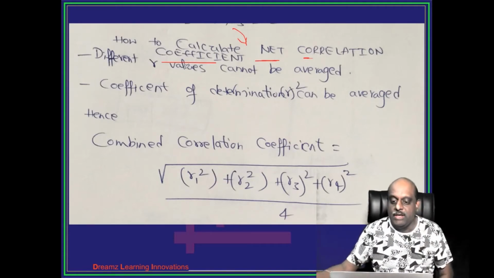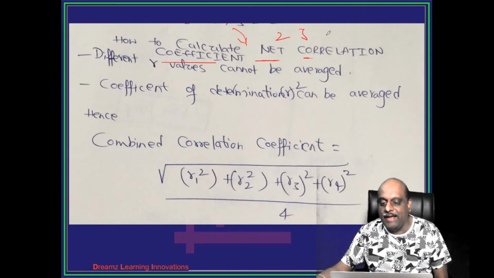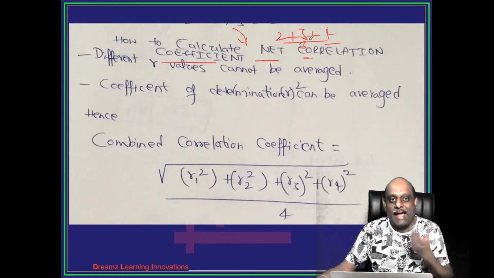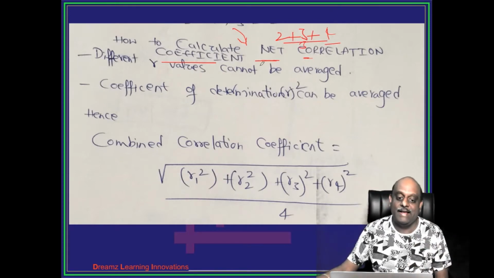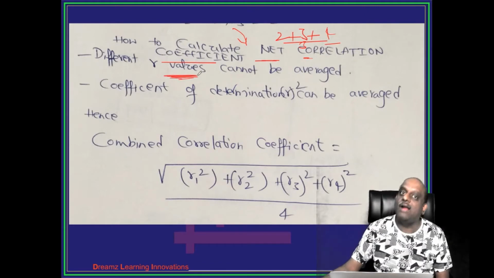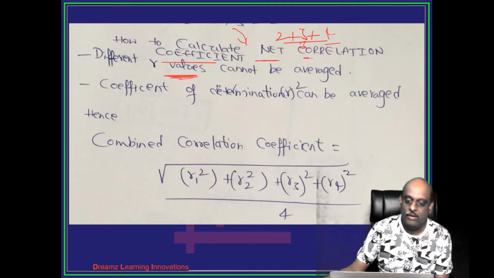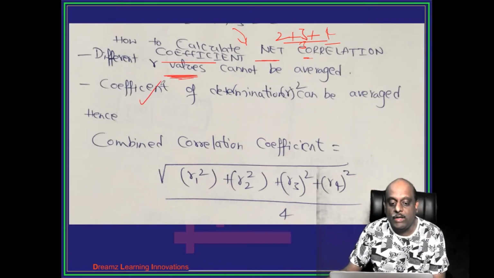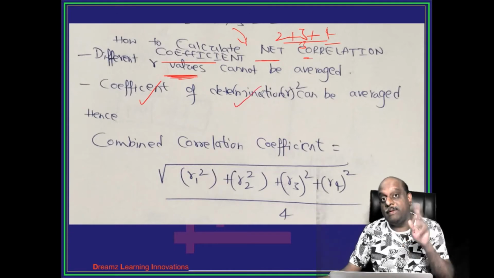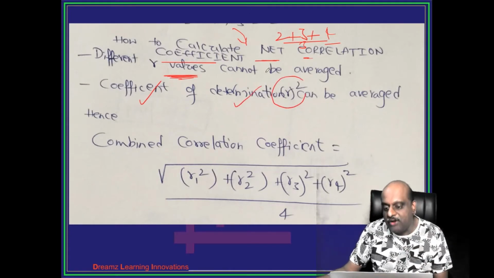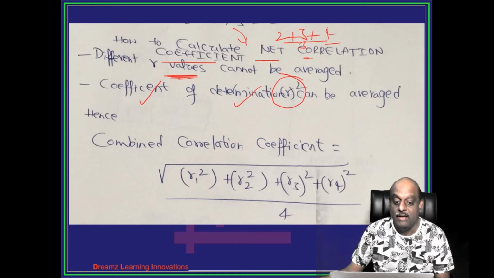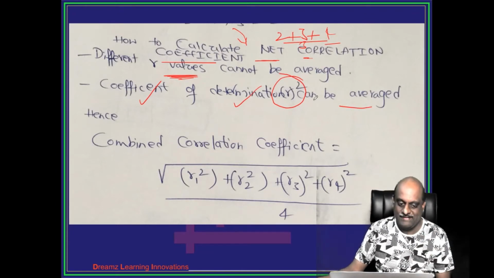Individual correlation, suppose one is 2, another is 3, another is 4. Can you simply take 2 plus 3 plus 4 divided by 3? Average it? You cannot do that. You can't average the R values. You have to calculate the coefficient of determination, that is the square of the correlation coefficient, which can be averaged.